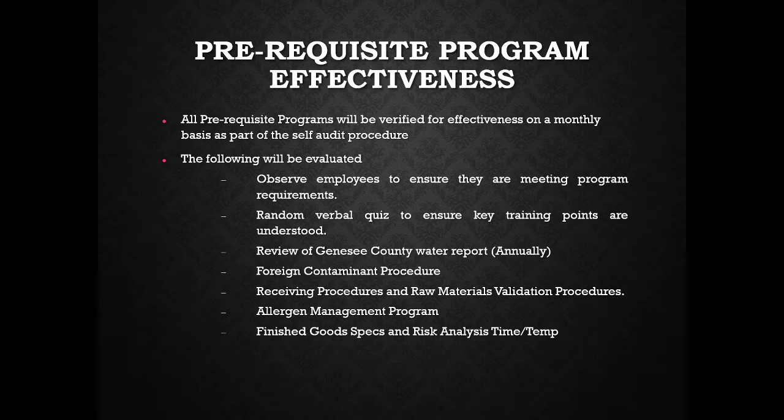Prerequisite program effectiveness. All prerequisite programs will be verified for effectiveness on a monthly basis as part of the self-audit procedure. The following will be evaluated: observing employees to ensure they are meeting program requirements, random verbal quiz to ensure key training points are understood, review of Genesee County water report on an annual basis, foreign contaminant procedure, receiving procedures and raw materials validation procedures, allergen management program, and finished goods specs and risk analysis time temp.